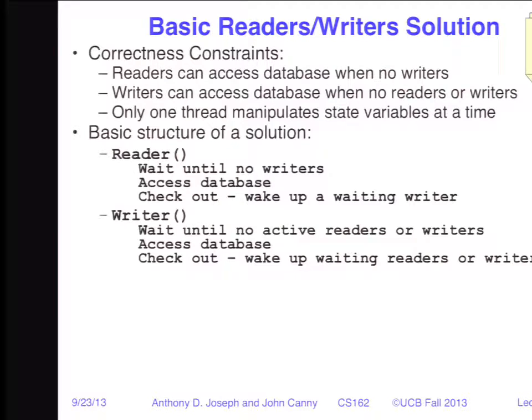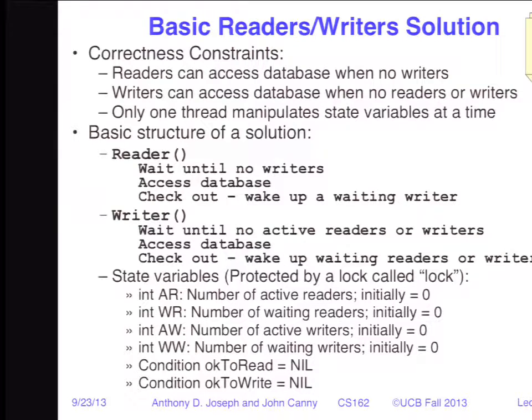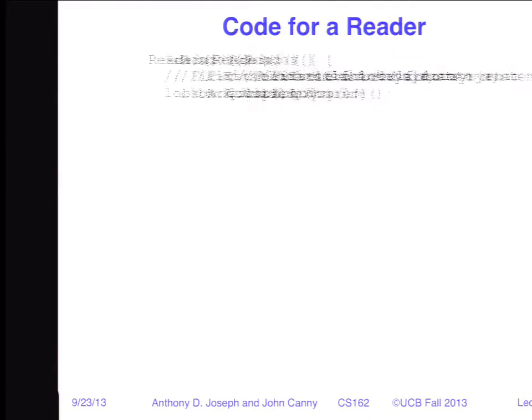Okay? Now, to keep track of all of this, you can see we're going to need to keep track of who's in the database or waiting to get into the database. And so we'll have 4 state variables: active number of readers, active number of writers, the number of waiting readers, and the number of waiting writers. And then we're going to have 2 condition variables. One is going to be OK to read, and the other is going to be OK to write. So you can kind of see where I'm going with the solution. So the code for the reader is going to look like the following.